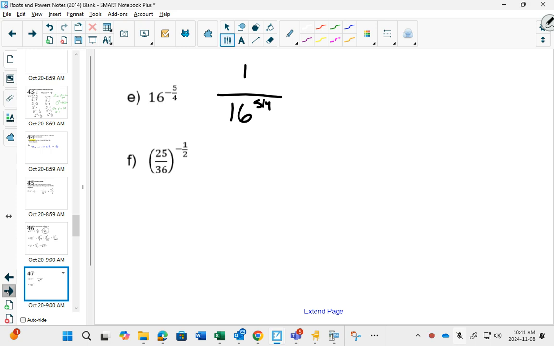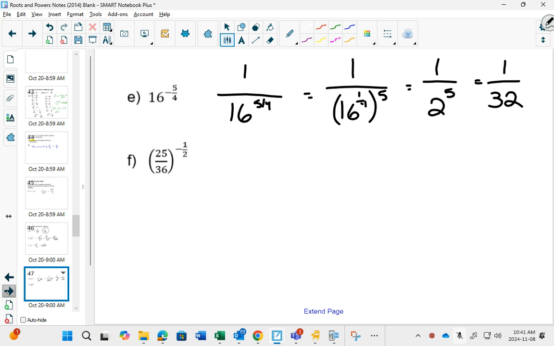Do you remember how to do these ones from last class? I'll do an extra step in here. We'll do the 1/4 part first, and then we'll do the power of 5 second. And the 4th root of 16 is 2, so you would get 2 to the 5, which is 1/32.